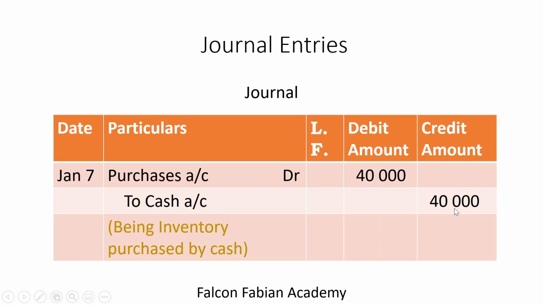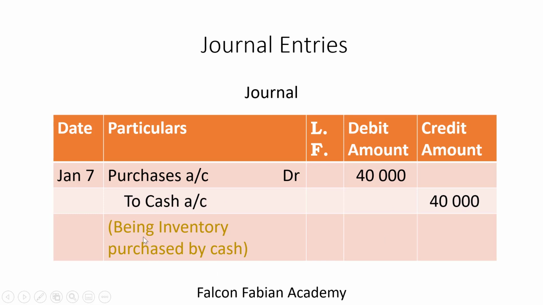Now, let's record the entry in the journal. So you would leave a line and you will record this next entry. So date is January 7th and the first account is purchases. So name of the account to be debited, purchases followed by A/C and the word DR over here. So purchases account debit, and in the debit column 40,000. In the next line, you would leave some space. Then to cash account, this is the account to be credited, and in the credit column 40,000.